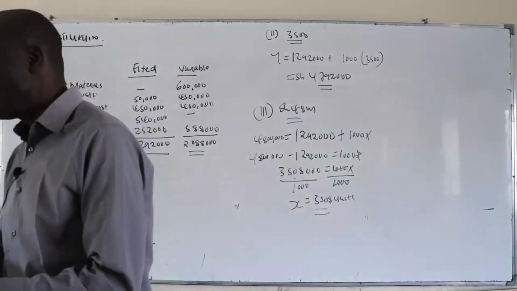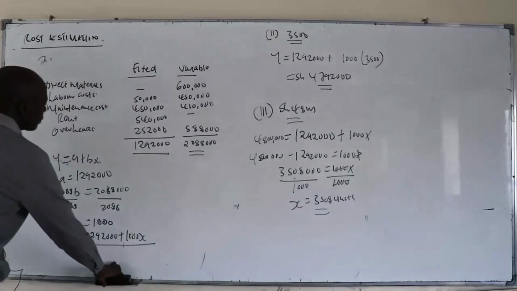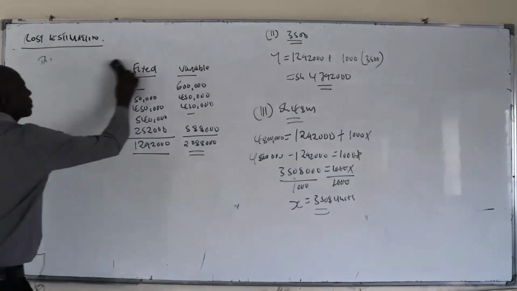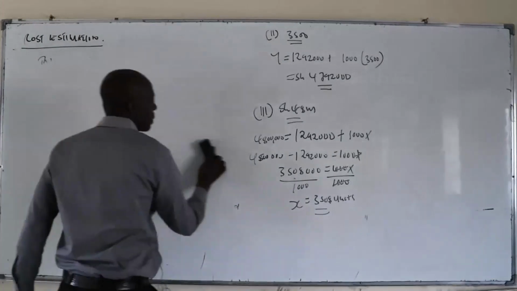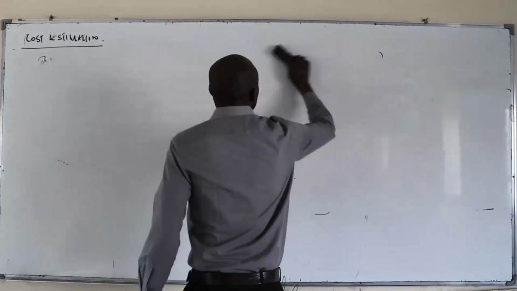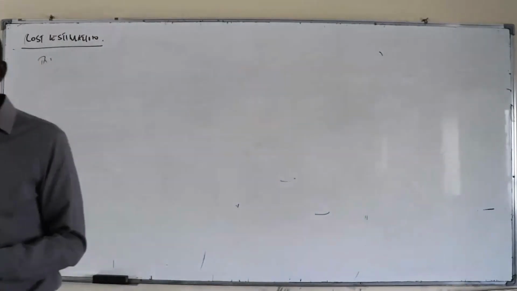That is how we do account analysis method. Are we together? So we go to method number three. We call it high-low method.